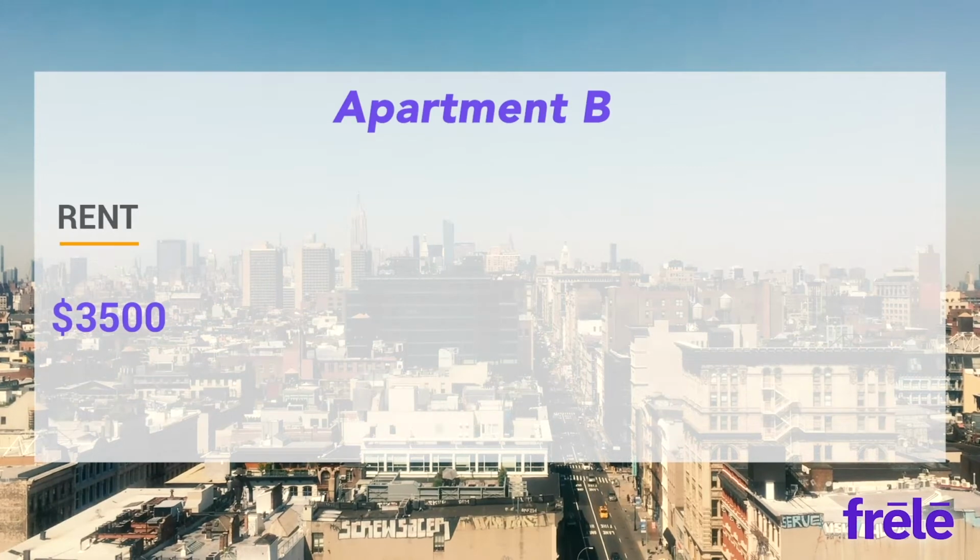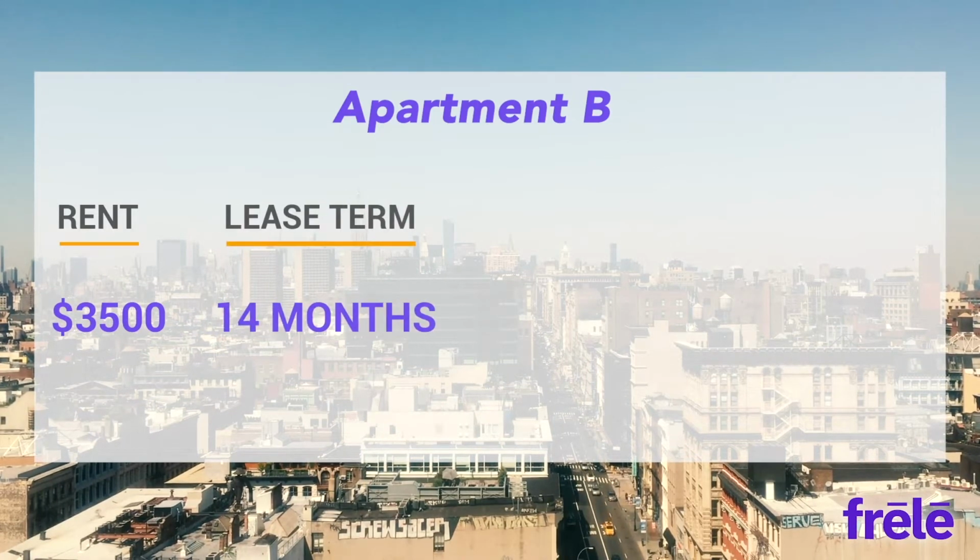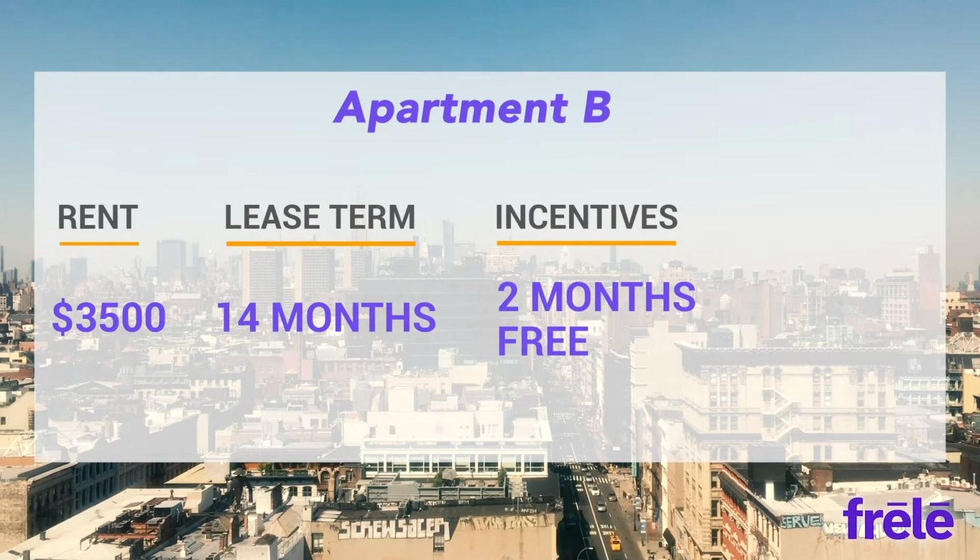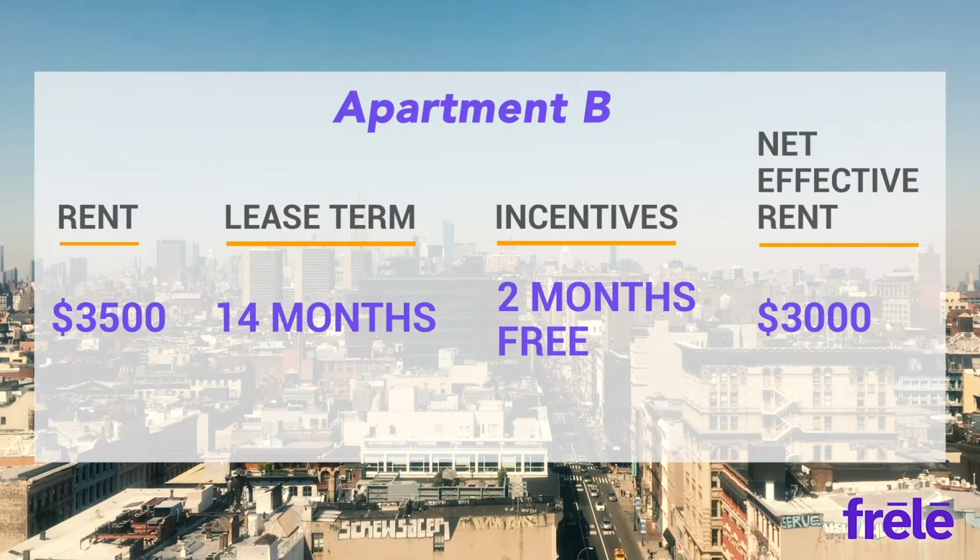Well, apartment B is offering a 14-month lease and the last 2 months are free. So you'll have to send a rent check each month for the first 12 months for $3,500 and the last 2 months will be free. So the average rent, or the net effective rent, over the 14-month lease term would be $3,000.